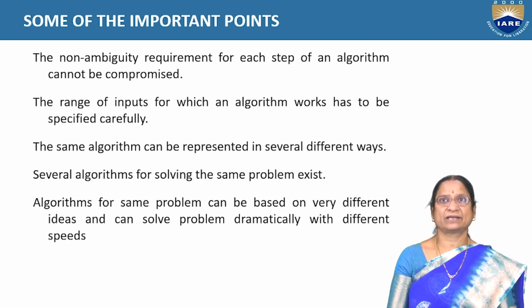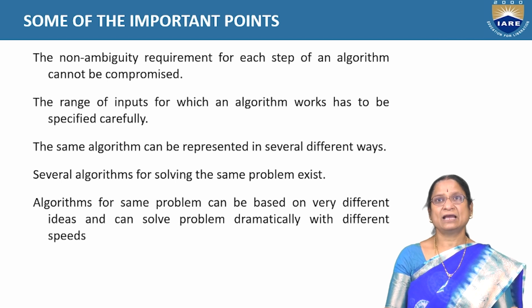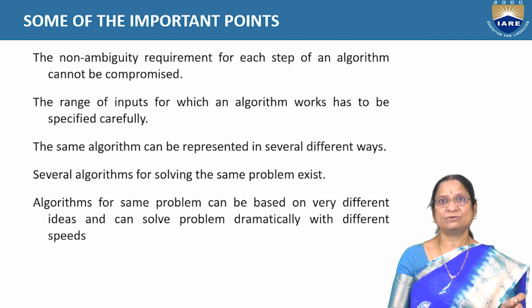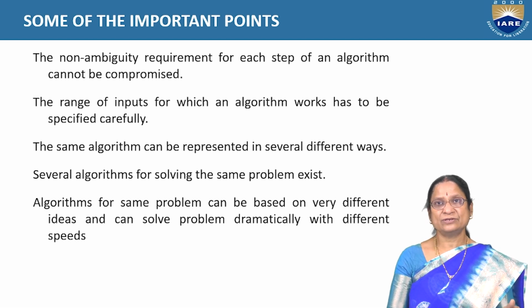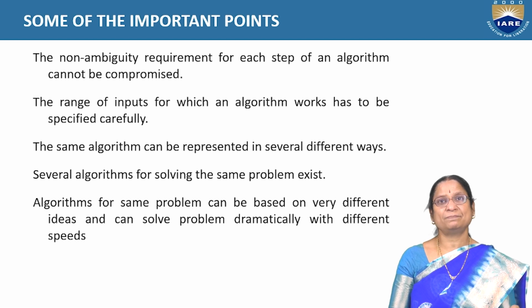What is efficient actually? That means non-ambiguity is required: each step of an algorithm cannot be compromised, and the range of inputs also has to be checked. Our algorithm should work for all ranges of inputs. And as I told you, the same algorithm can also be represented using various techniques.